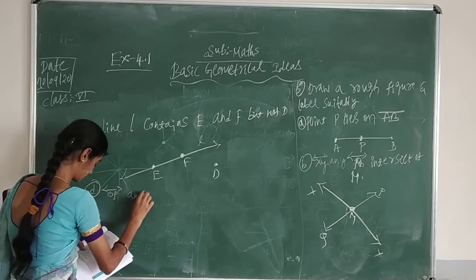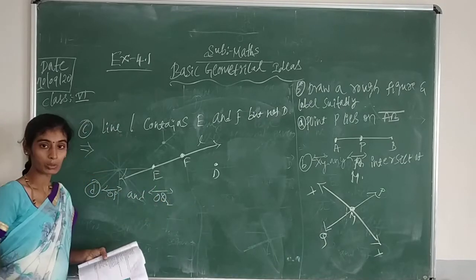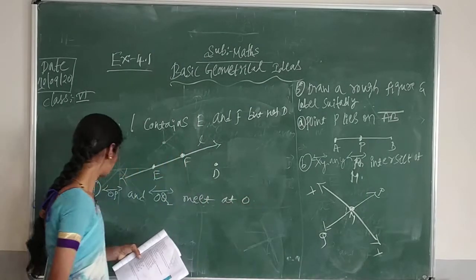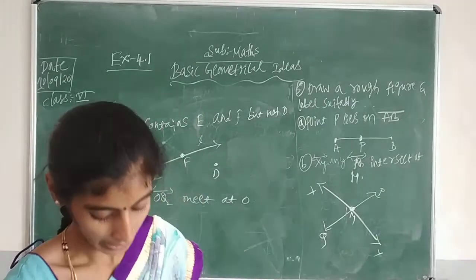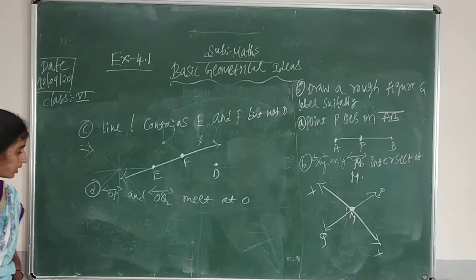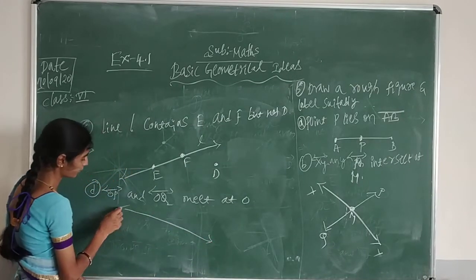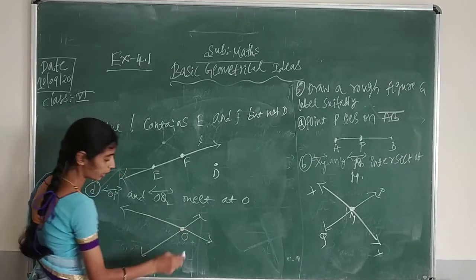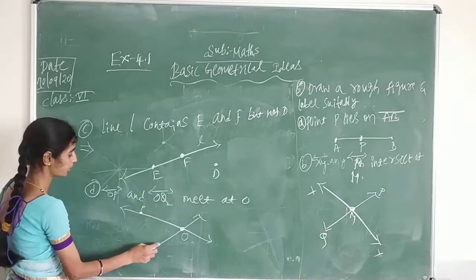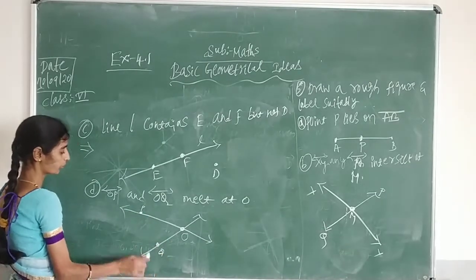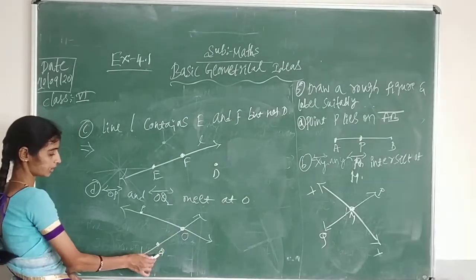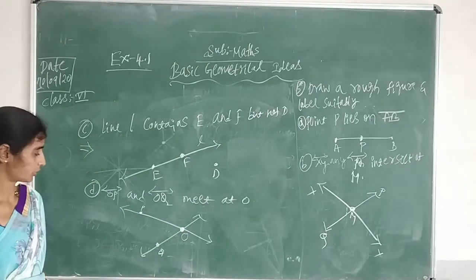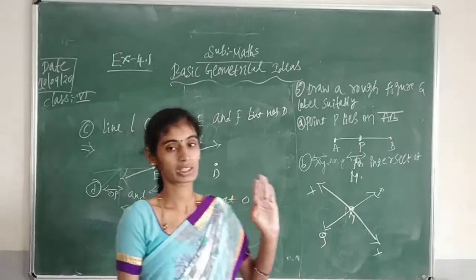Then last D question. Line OP and OQ meet at O. Then how to draw it, children? So you have to draw a line in such a way that this point you have to make it O and this as P and this as Q. So you can see O, P and O, Q, and they are meeting at the point O. It's very simple. I hope you all understood the class, children.